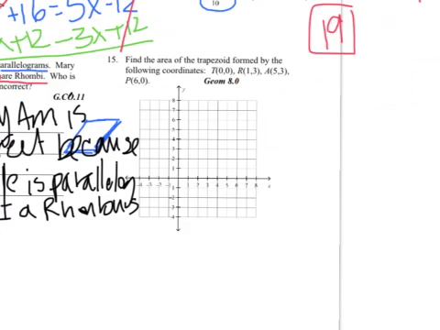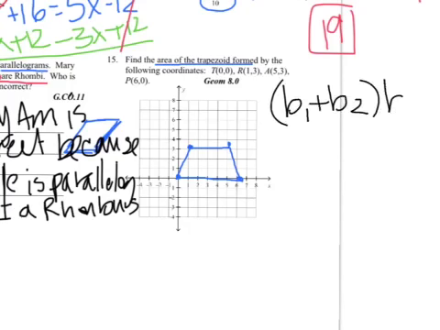In question number 15, they say find the area of a trapezoid formed by the following points: (0, 0), (1, 3), (5, 3), and (6, 0). So they want us to find the area of this trapezoid. One way to do that is to know the formula for a trapezoid, and I think this is the easiest. So we need to do base 1 plus base 2 times height divided by 2.